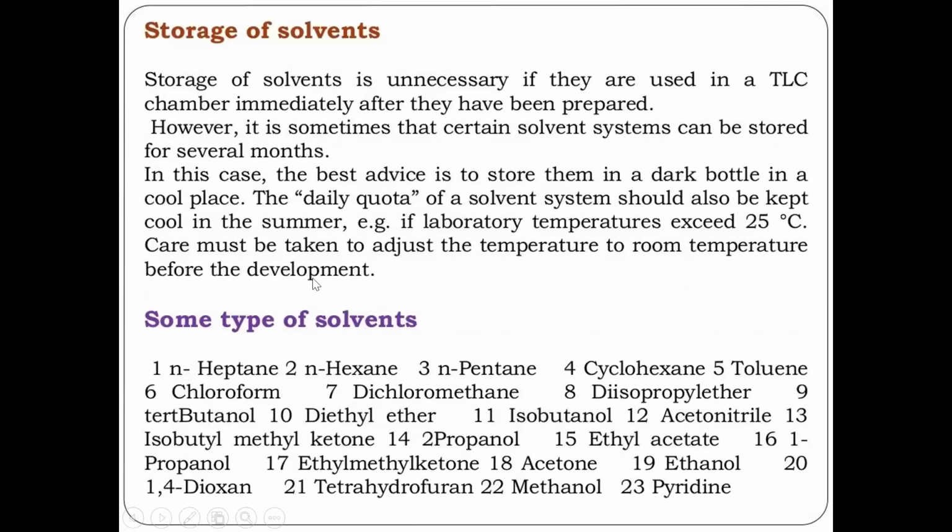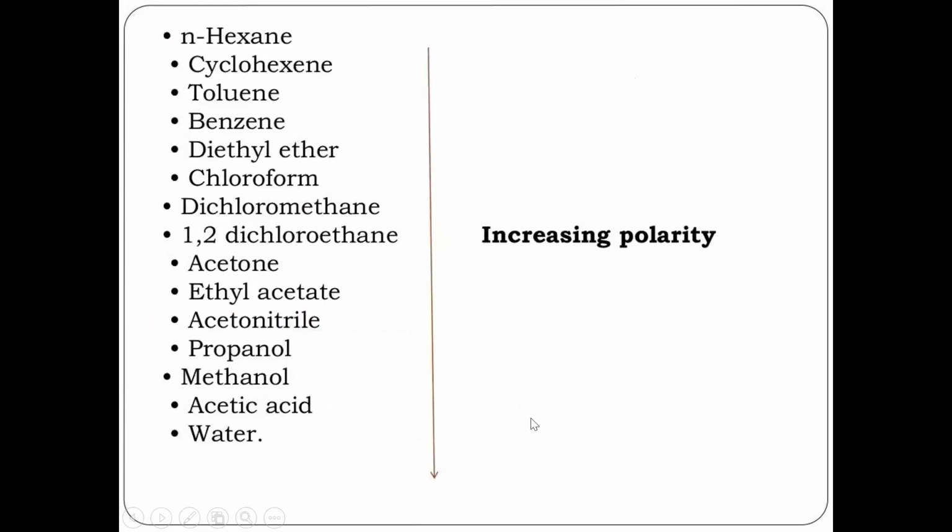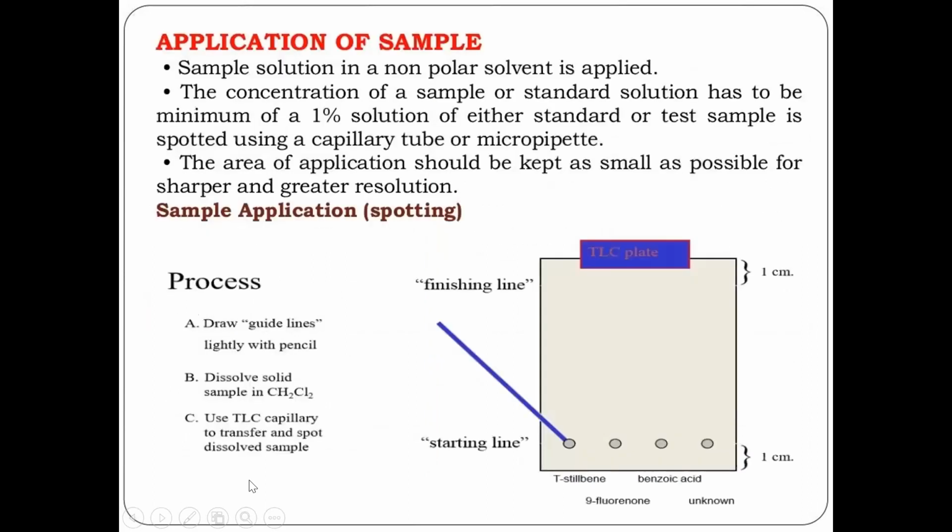These are the different solvents used in TLC, in increasing order of polarity. The first is the least polar solvent, and water is the most polar solvent. N-hexane, cyclohexane, toluene, benzene, diethyl ether, chloroform, dichloromethane, 1,2-dichloroethane, acetone, ethyl acetate, acetonitrile, propanol, methanol, acetic acid, and water.